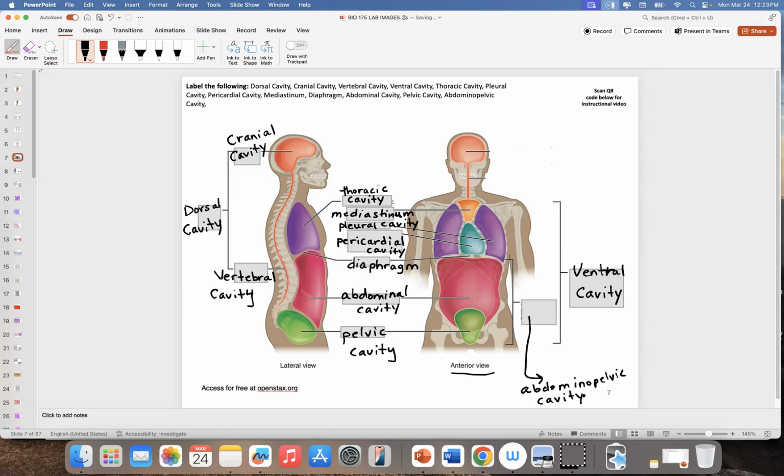That's better. There's our abdominopelvic cavity. The abdominal cavity surrounds many of our digestive organs. The pelvic cavity surrounds the bladder, reproductive organs, and the last part of the digestive tract.